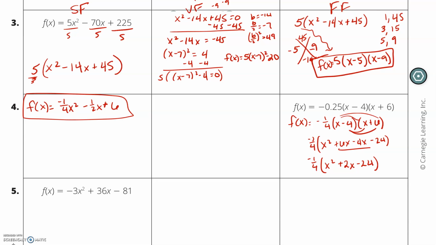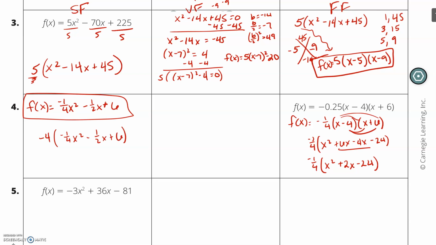Now vertex form is the beast, so we're going to go ahead and take care of that a value. If we multiply everything by a negative 4, we're going to get rid of that 1/4 a value. So I'm going to multiply this by negative 4, sorry.